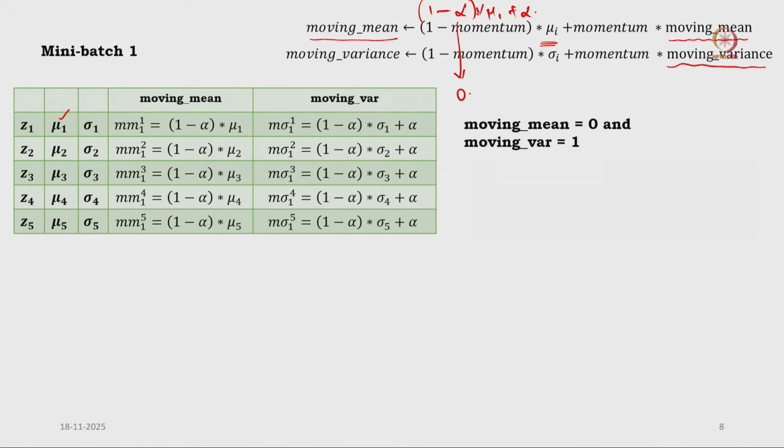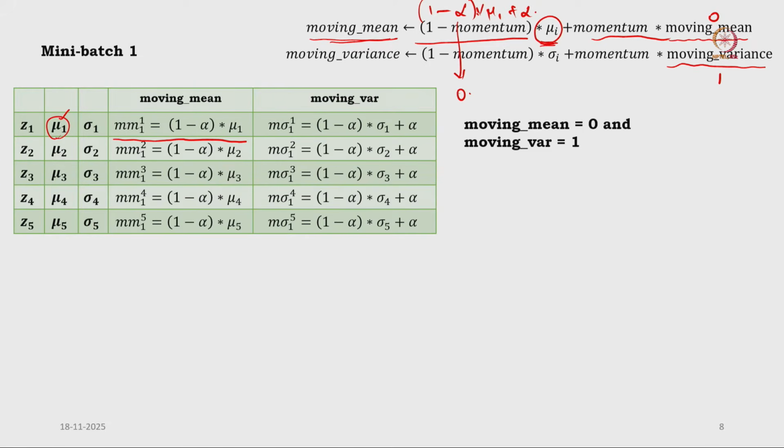So, the initial values we take: moving mean as 0 and the variance as 1. When we take moving mean as 0, anything you multiply with 0 will be 0 only, so this whole term does not exist. Therefore, in this equation, 1 minus momentum is this part and this mean is this mu 1. So, this is the moving mean we have calculated.